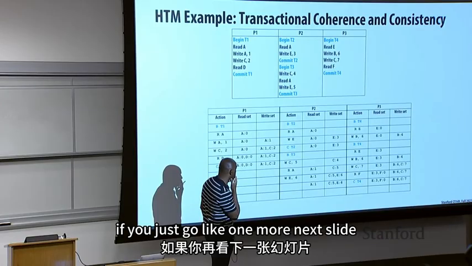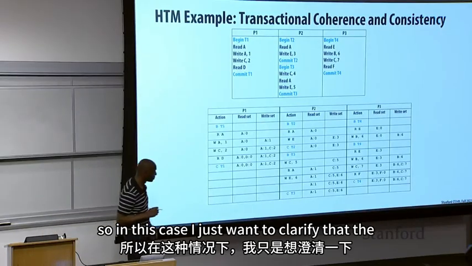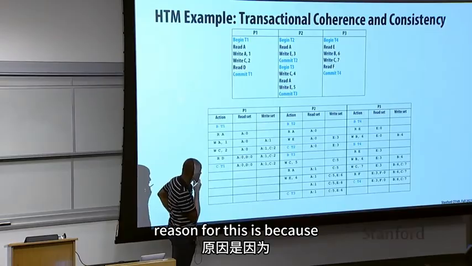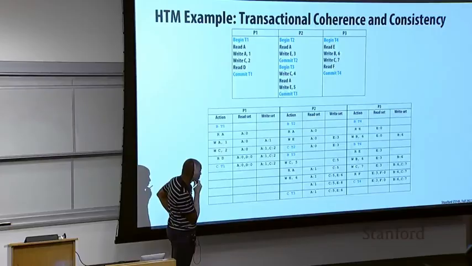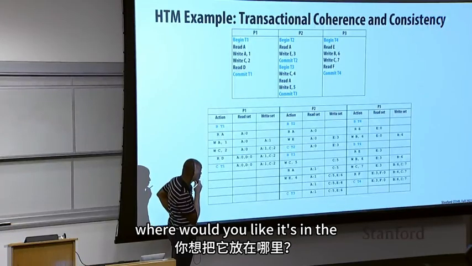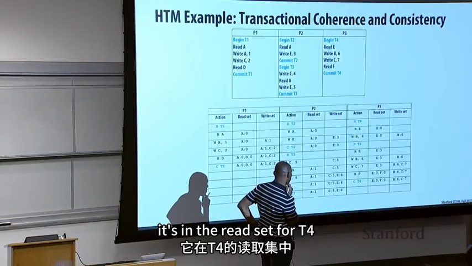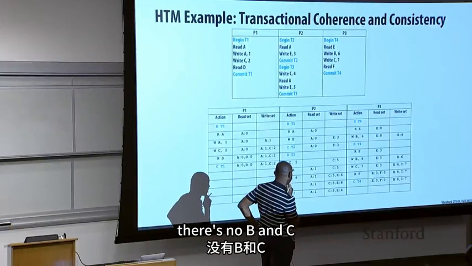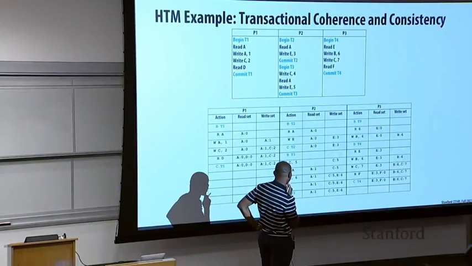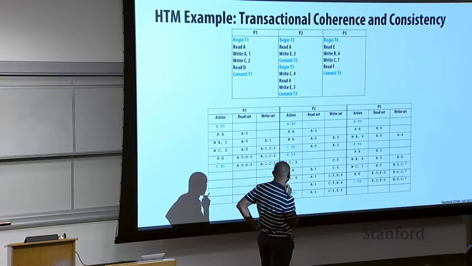Where? If you just go one more, next slide. So in this case, I just want to clarify that the reason for this is because there is a conflict between E, which is in the read set for T4, but the write set for T4 has no B and C. But there's no conflict between the write set of T4 and the read set of T3. Begin of T.